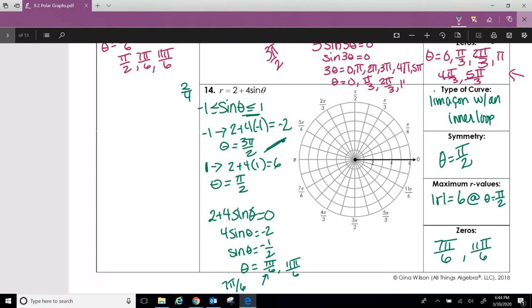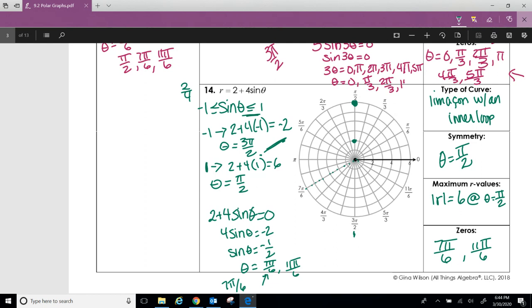Now this is going to have an inner loop to it. We know our maximum value is at pi over 2. We're going to be out at 6. So at pi over 2, we're going to be way up here. At 3 pi over 2, we're at -2. So when we're here, we're going to be at -2, and that's going to be the maximum height of my inner loop. And then these zeros kind of define how far out we go.